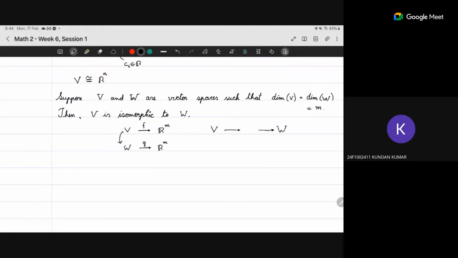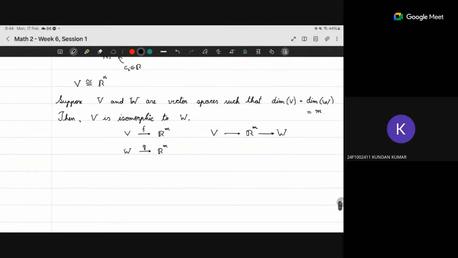What I'll do is, in between, I will come to this Rm. What is an isomorphism? An isomorphism means that these two vector spaces are the same. They are just renaming of the elements. They're mapped to each other in a one-to-one fashion. So from any vector V, I'll go to Rm, and then I look at what vector is mapped to this vector. So this is G inverse.